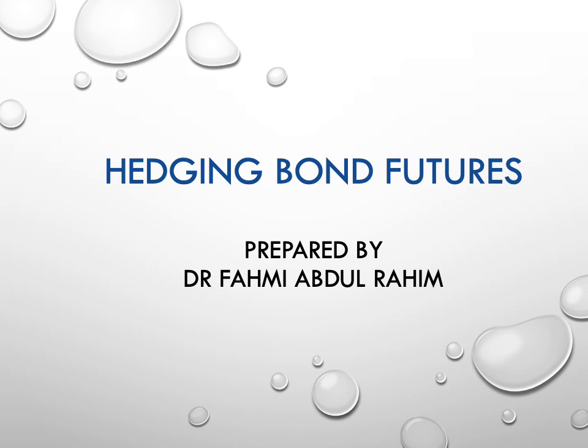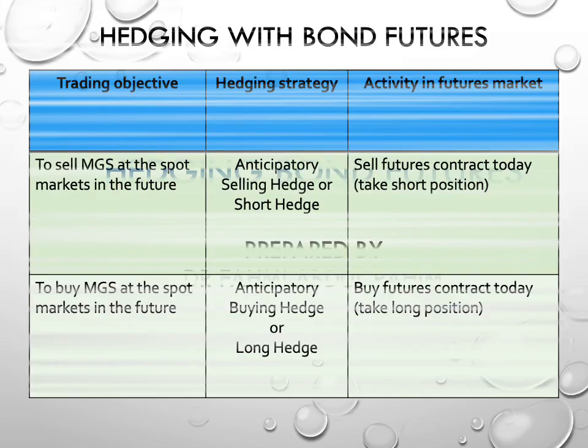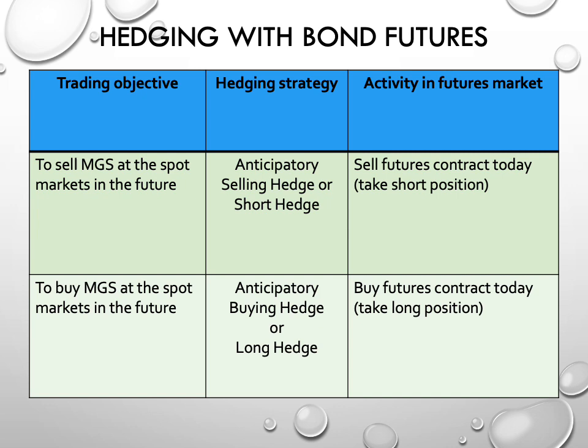In this video, I would like to explain about hedging bond futures. We have two types of hedging strategy in bond futures market in Malaysia. The first one is anticipatory selling hedge or short hedge strategy. The second one is anticipatory buying hedge or long hedge strategy.